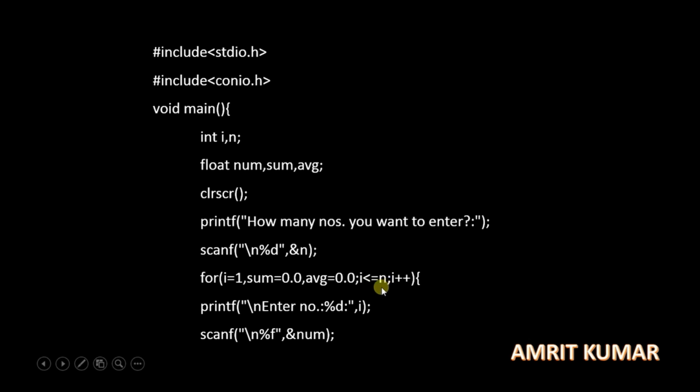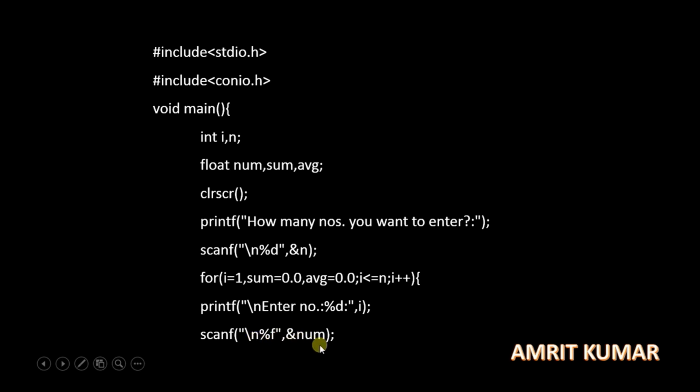So suppose n is going to be 2, then i is equal to 1 here. The condition needs to be checked now: i is less than or equal to 2. Yes, the condition is true, then this statement is going to be executed. This statement is going to be executed till the condition becomes false, and that is the meaning of the for loop. After that, I have used the sequence of statements, that is scanf with %f, comma, and num.